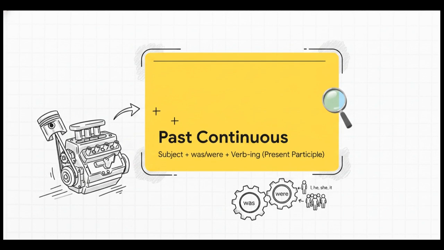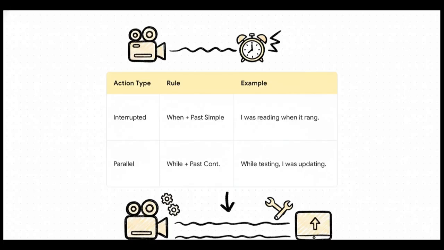The past continuous is a compound tense, which basically means it can't function without a helper. Choosing the correct form of that to-be helper verb: was for singular subjects like I, he, she, and it, and were for plural subjects like you, we, and they. That is the engine that drives this tense. Without that engine, the car simply doesn't start. And this brilliantly illustrates how we actually use this stuff in the wild.